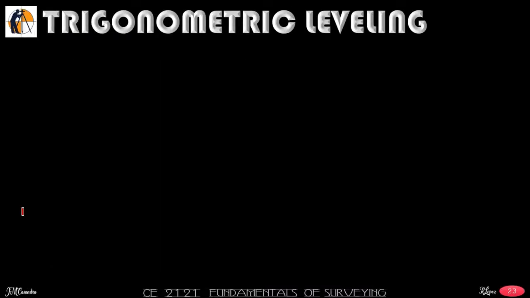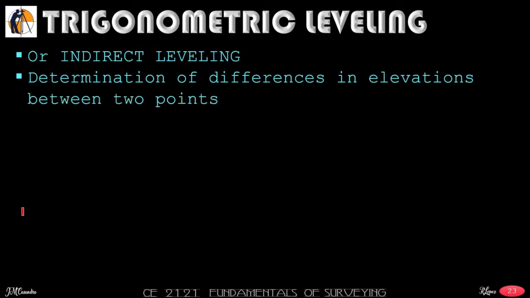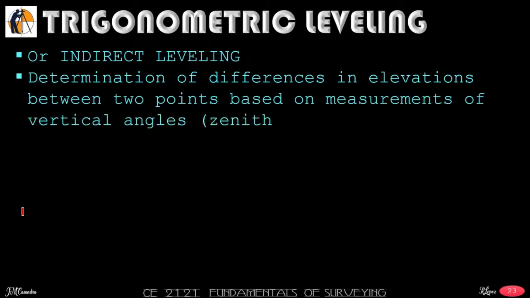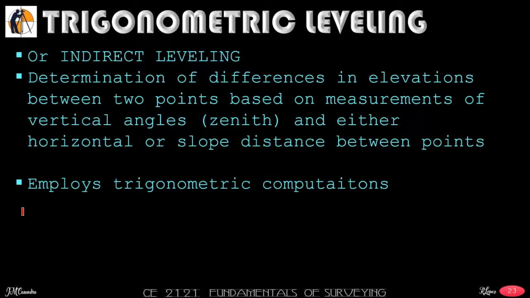Next, we have your trigonometric leveling, or this is also our indirect leveling. It is the determination of differences in elevations between 2 points based on measurements of vertical angles or a zenith and either of the horizontal or slope distance between points. So it employs trigonometric computations after measuring your distances and angles. Thus, the name trigonometric leveling.